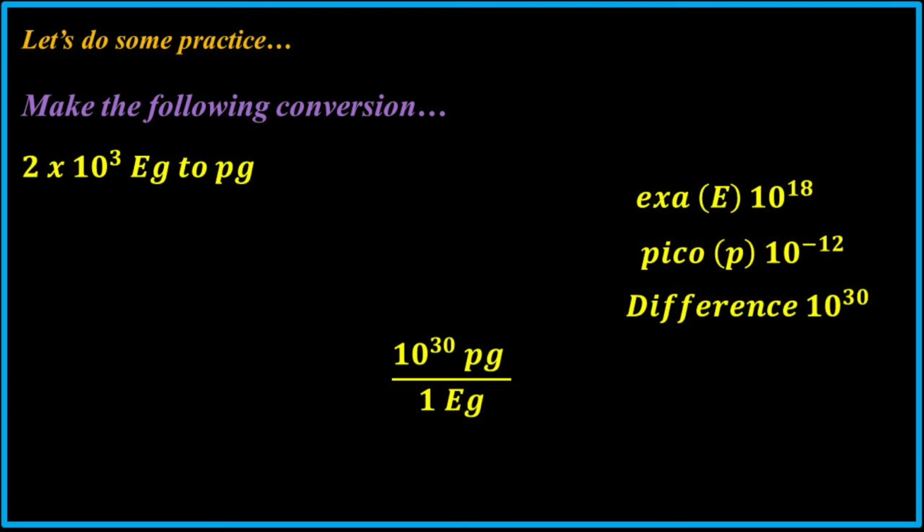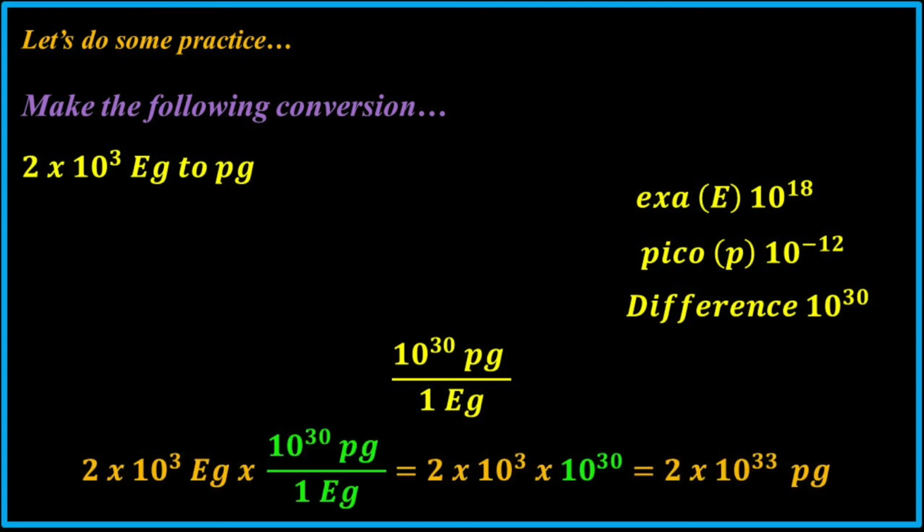So the last one of this type, you're going to change 2 times 10 to the third EG to PG. So exa is going to be a positive 18, and pico is going to be a negative 12, so that'll be 30. So that's my conversion factor. 10 to the 30 little guys into the one big guy. Because the absolute difference between capital E and small p is 30, it'll be 10 to the 30 picograms in 1 exagram. So I'll use that to make my conversion, and there it is. The EG cancels, I'm left with PG, and I multiply 2 times 10 to the third times 10 to the 30th, and I get 2 times 10 to the 33rd.